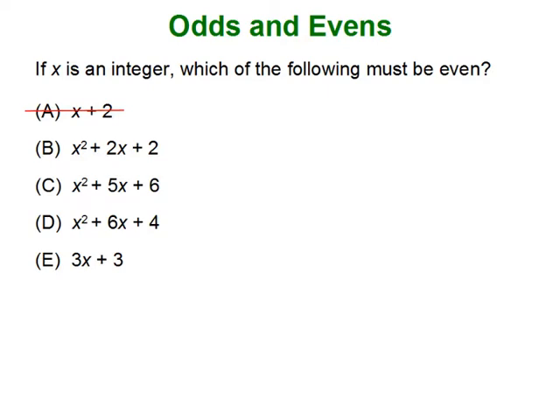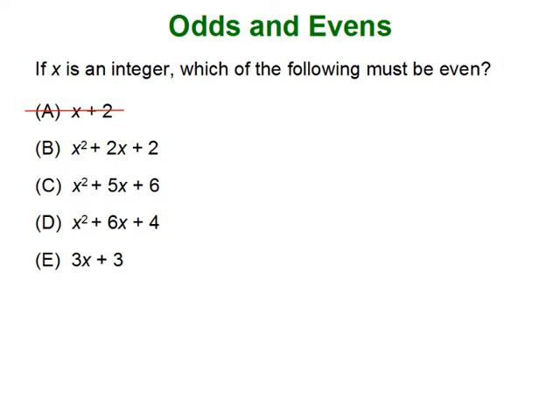B looks a little complicated, C looks complicated, D looks complicated. Let's take a look at answer choice E. If x is odd, then this is going to give us an even solution because it's going to be an odd plus an odd. You could think 3, for example. 3 times 3 would give you 9, plus 3 gives you 12. So it could be even.